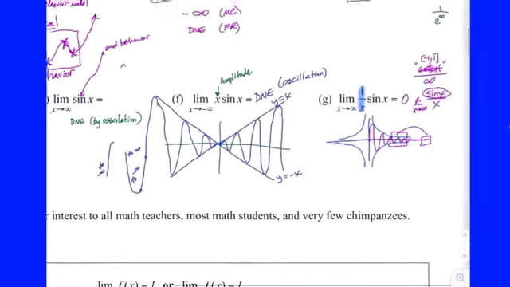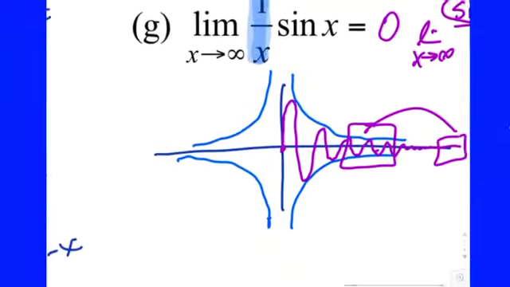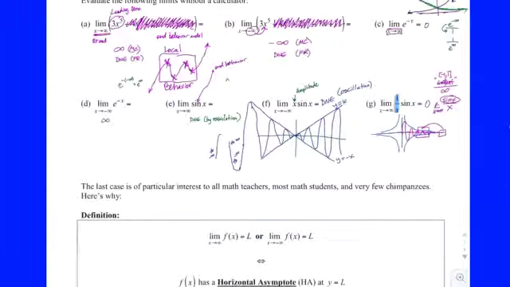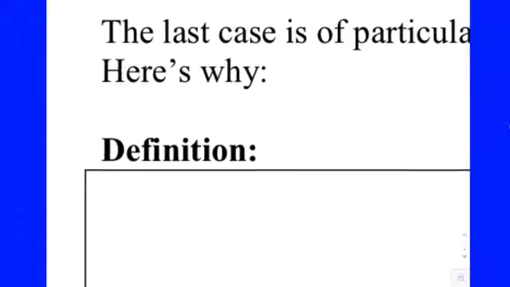Okay, so this last one here was the only one that was kind of interesting after lunch because it tapered off towards 0. And so now we have our definition, okay?